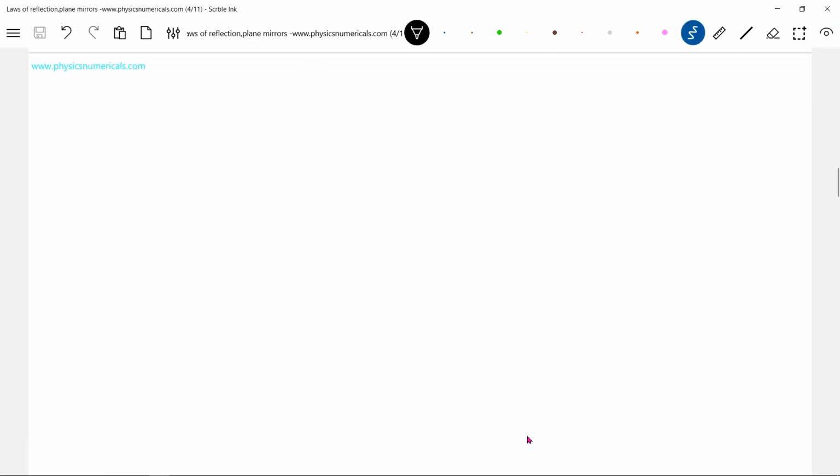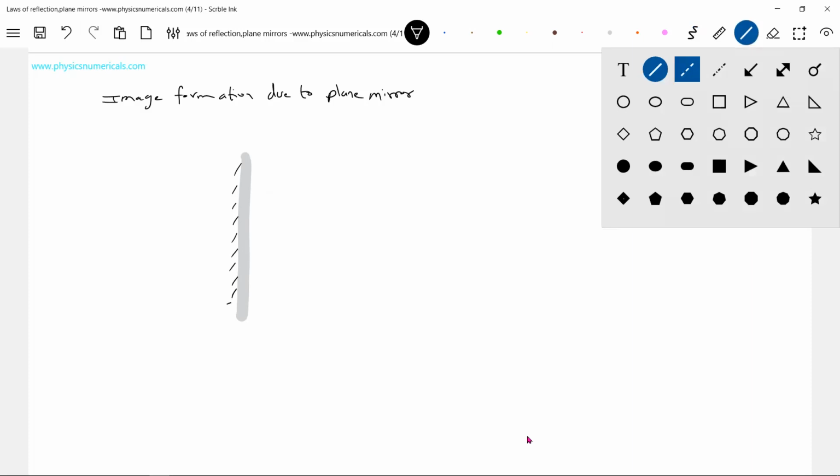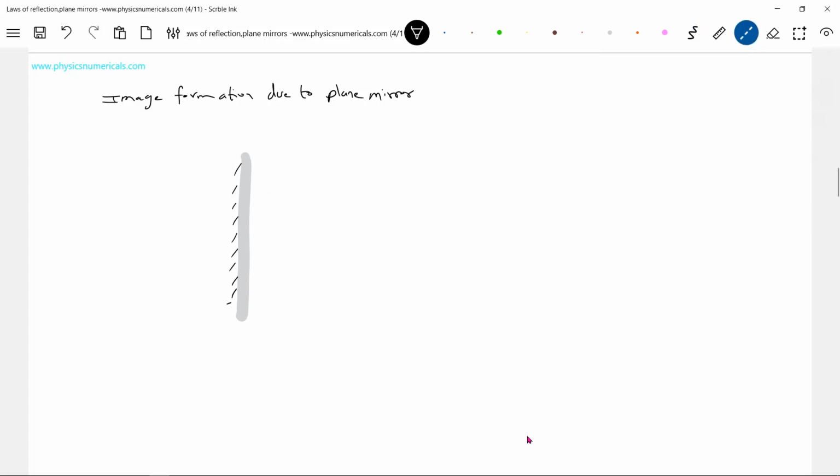Image formation due to plane mirror. Let me take this as a plane mirror. I'll keep an object. Let me keep an object here.